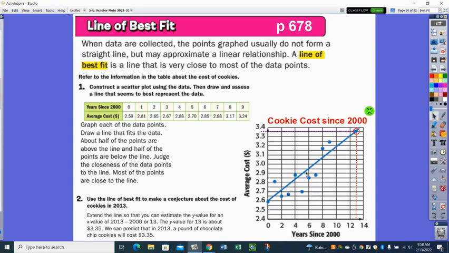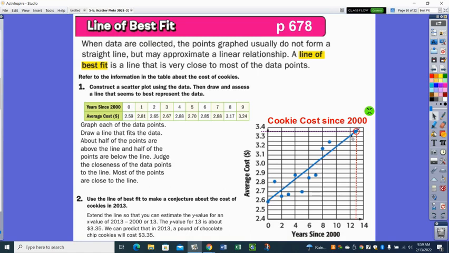Now the rulers at school are clear, so you can still see the points underneath. If I didn't have a clear ruler, my crazy idea is to get out a piece of dried spaghetti because it's really thin and it won't cover up any of the points, and you can lay it in the middle and use that to draw your line. So if you're at home and you're making a scatter plot, you can do that.